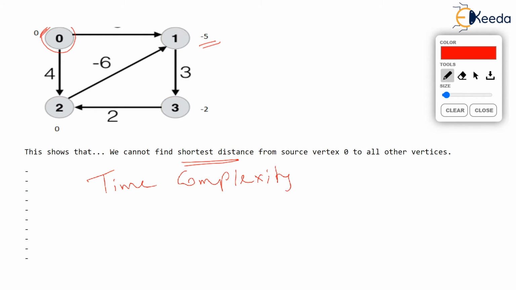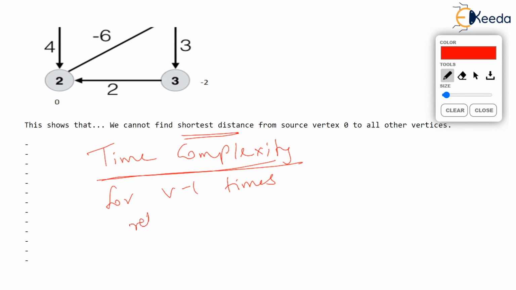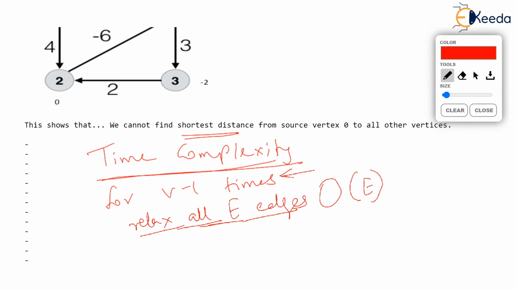Now time complexity is very simple. Just check, we are doing something for V minus 1 times, we are doing some procedure, isn't it? What procedure? We are relaxing all E edges. Now you watch, relaxing of all E edges is done V minus 1 times. That means if you imagine that the time taken for relaxing all the E edges is big O of E. Imagine for relaxing one edge, you require 1 unit of time. Then relaxing all the E edges, you will need E units of time.